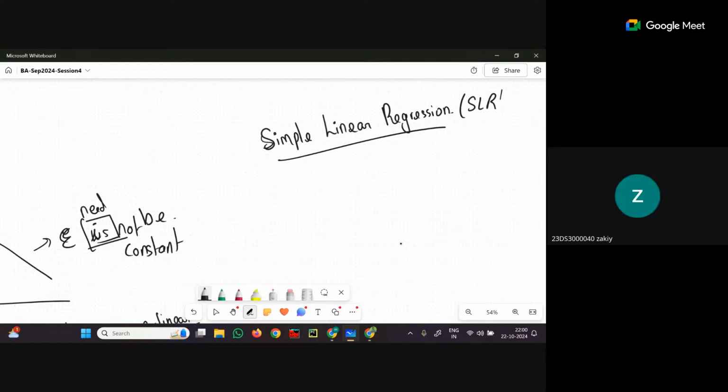When we have one dependent and independent variable, it is simple. Okay, when there is only one independent variable, it is simple. Then why is it linear? A straight line is used. It's a straight line relation. And what does regression mean?